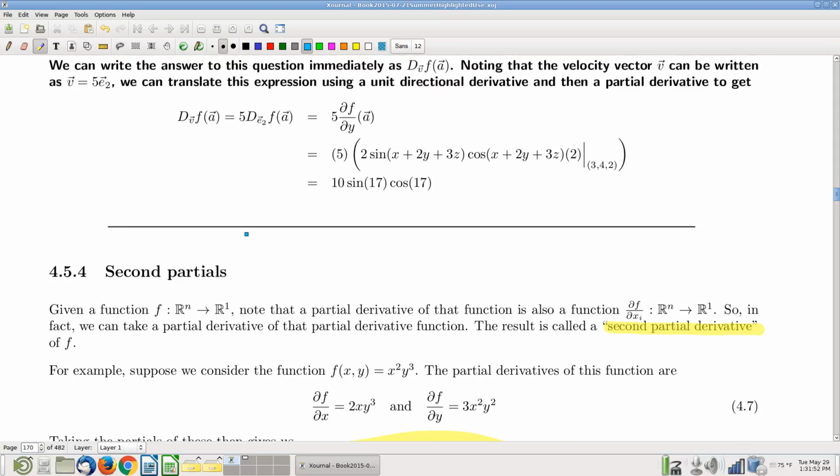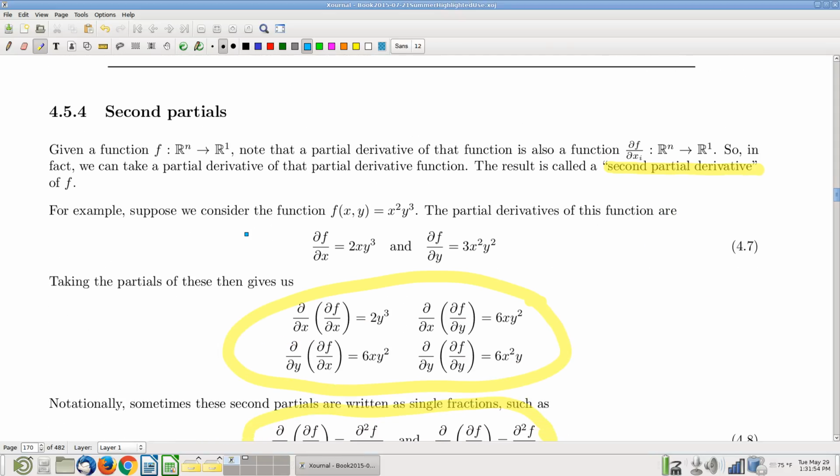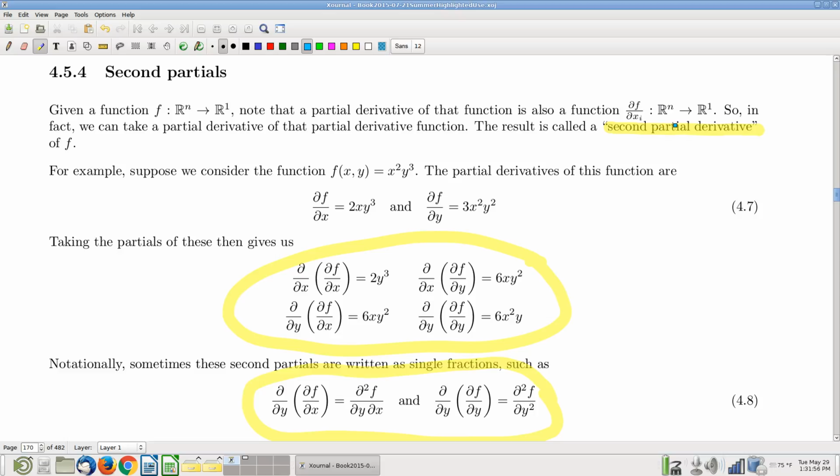Okay, so let's talk about second partials. The beginning of this is really just a straightforward observation. Think about second derivatives in single variable calculus. If you have a function and you take a derivative, the result is a function of which you can then take another derivative. So same deal here.